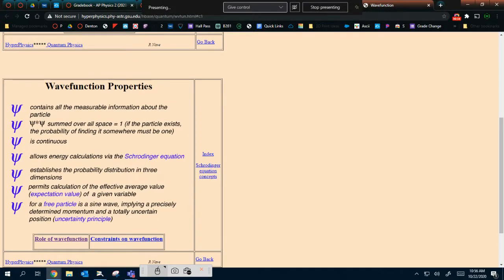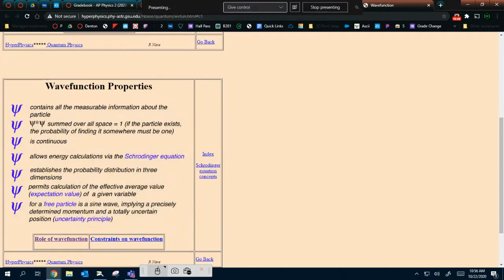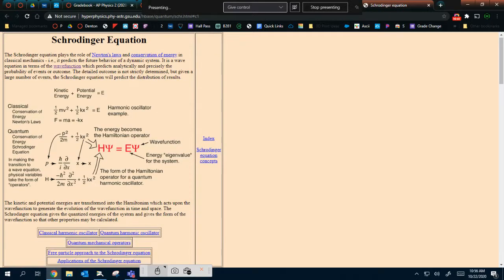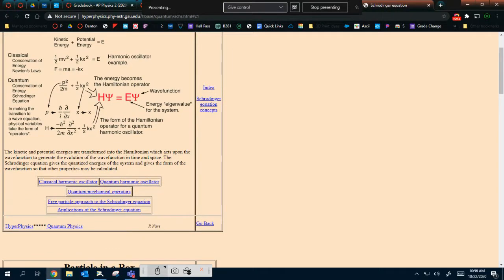This gets into it. So if you're like, oh, the wave function allows energy calculations via the Schrodinger equation, well, what is that? If I click on that, there it is. But that's not the Schrodinger equation. I mean, it's essentially this thing here.